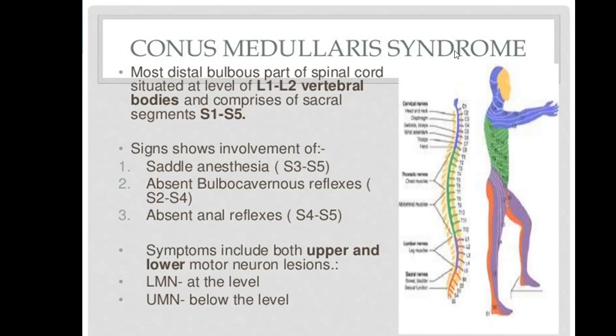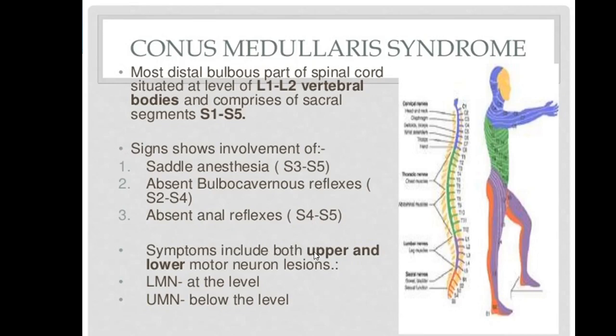Conus medullaris syndrome. The conus is the most distal bulbous part of the spinal cord, situated at the level of L1 to L2 vertebral bodies, and comprises the sacral segments S1 to S5. The signs show saddle anesthesia because of involvement of S3 to S5 nerves, absent bulbocavernosus reflexes because of involvement of S2 to S4 nerves, and absent anal reflexes because of involvement of S4 and S5 nerves.